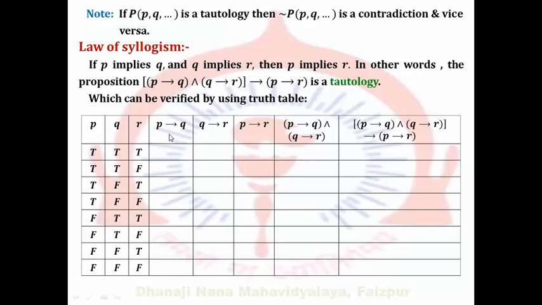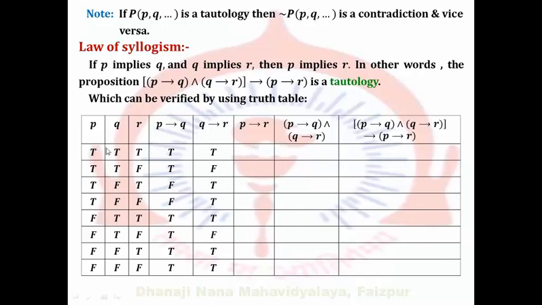Now P implies Q. We know that T implies F is F, so we use that to get the column for P implies Q. T, F is in the third and fourth rows, and for the other rows it is T. So this is the truth table for P implies Q. Now for Q implies R, in the second row and the sixth row we have TF. So the second and sixth rows contain F, all others are true.